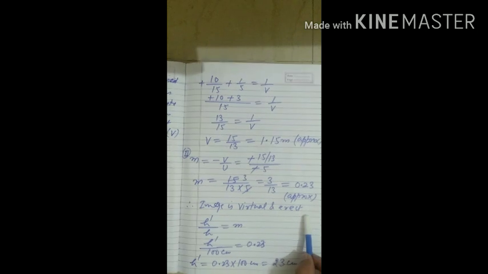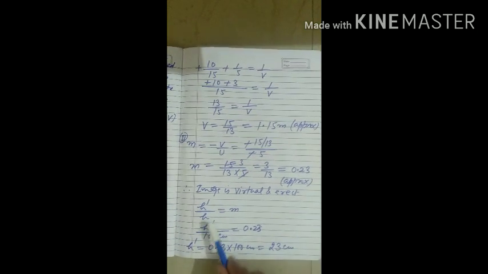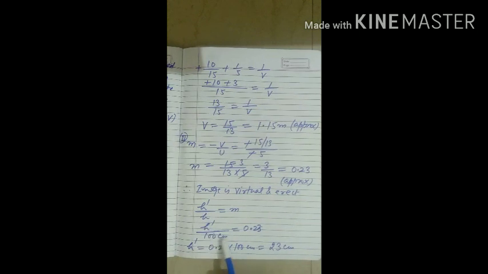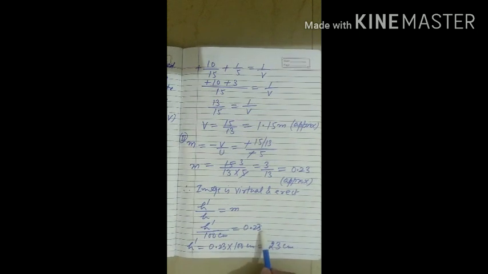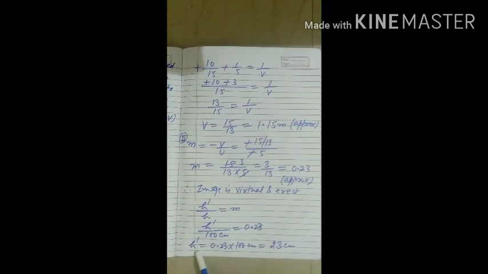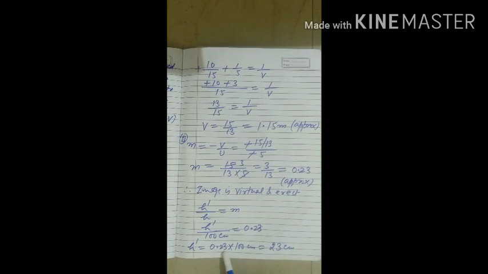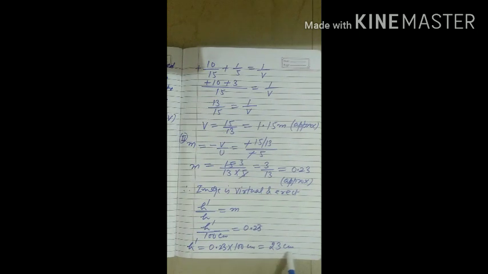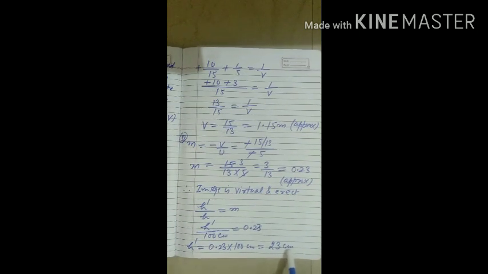Now calculating the size of the image. H dash upon h is equal to m. H dash divided by 100 centimeter is equal to 0.23. Further cross multiplication, h dash is equal to 0.23 into 100 centimeter, which comes out to be 23 centimeter. Clear? This 23 centimeter is the size of the image.